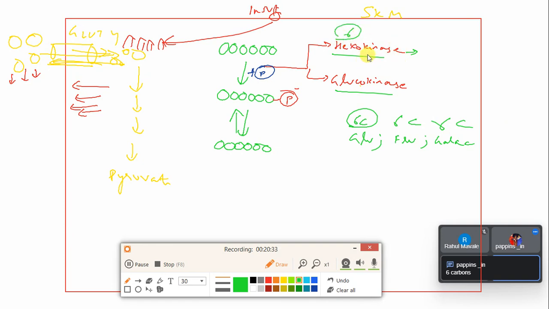So you're telling me that hexokinase is specific to everything, right? I mean, it can use all of them, right? Based on what the name suggests. Yes or no?